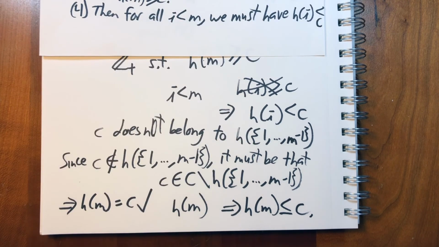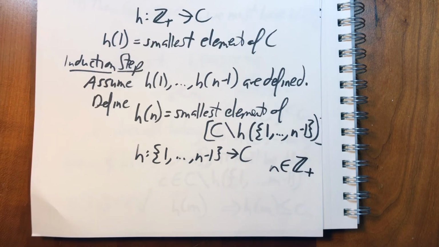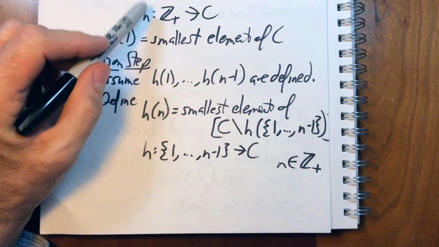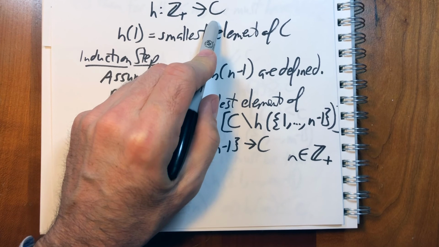I don't know. Okay, so are we done? Have we done what we set out to prove, which is that if the set capital C is an infinite subset of the positive integers, then that set is countably infinite? We have, if we've constructed a bijection between the positive integers and C.